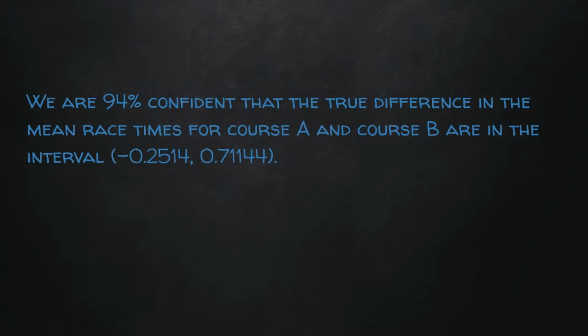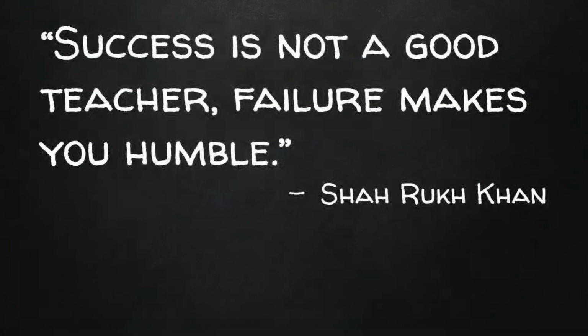To complete our problem, we are then going to interpret our interval by saying that we are 94% confident that the true difference in the mean race times for course A and course B is in the interval negative 0.2514 to 0.71144.